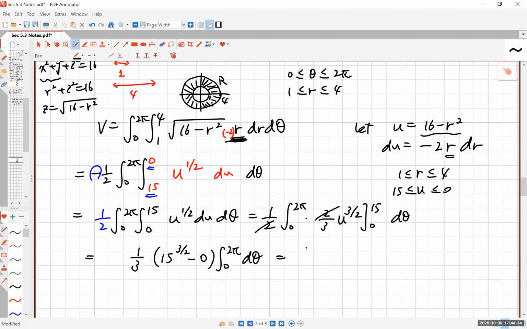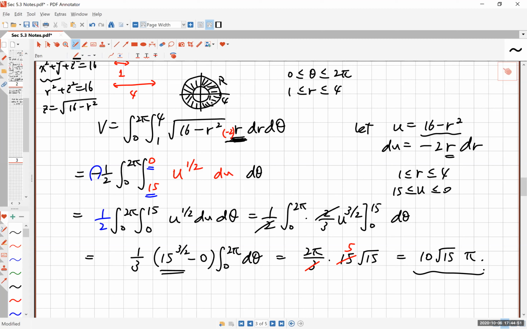Okay, so the answer is 2 pi over 3, and then you have 15 to the 3/2. You can write that as 15 times the square root of 15, right? Because it's the square root of 15 cubed. You don't always have to go this far, but why not make the answer simpler? So the answer is 10 square root of 15 times pi.